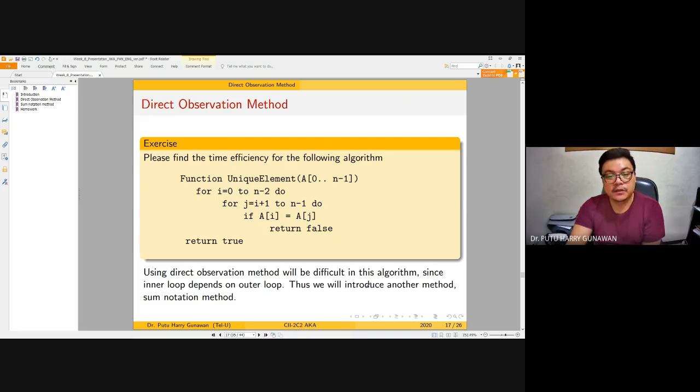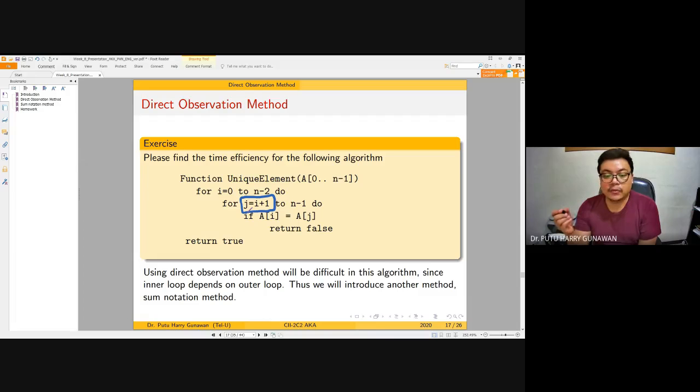Now next, this is another question. Please find the time efficiency for the following algorithm. This is finding the unique element. For the first loop, we can see that there is a dependent loop for i and for j. So it will be difficult. When the inner loop depends on the outer loop, using the direct method may be difficult.